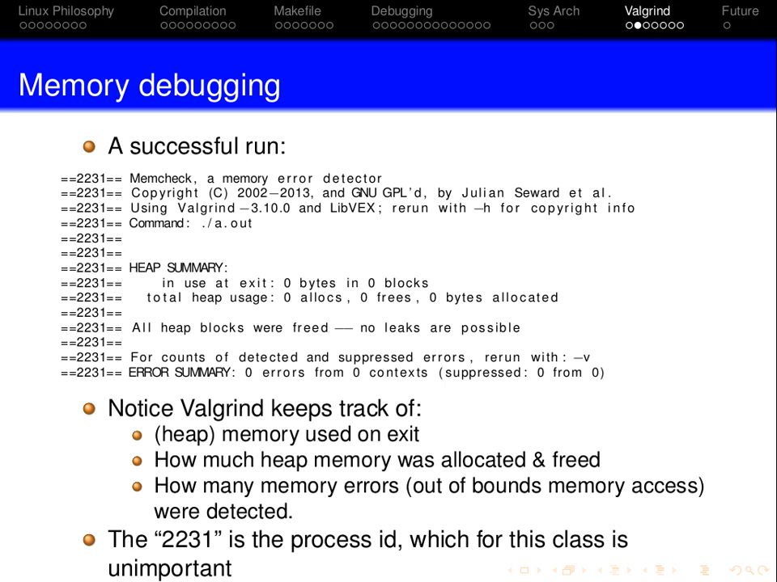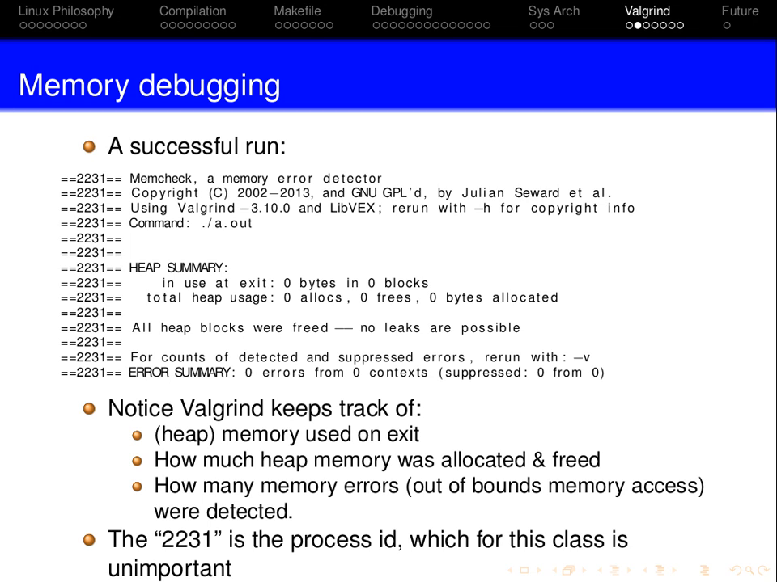Here's a successful run. I think last time we went ahead and used Valgrind real quick. Great, so we may not need to look too much into this. Okay, yeah, we did, so we're good. Real quick, just make sure it keeps track of the heap memory used on exit. Notice at exit, 0 bytes and 0 blocks. So we're good. We actually didn't use anything here.